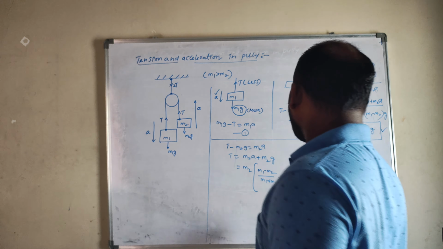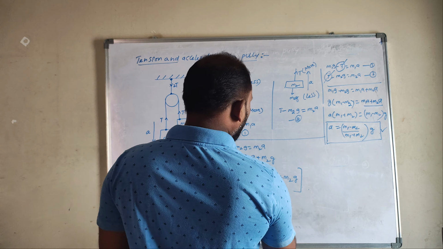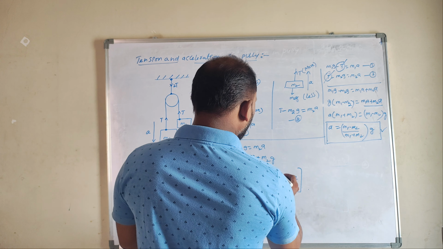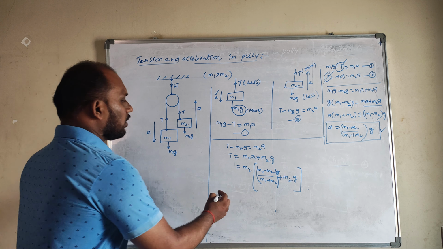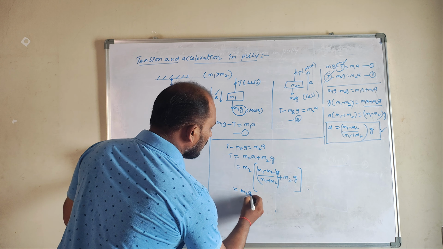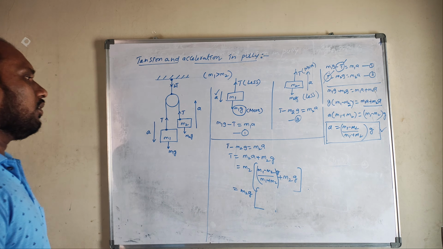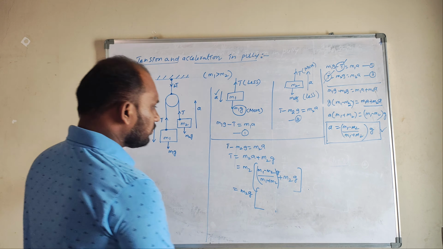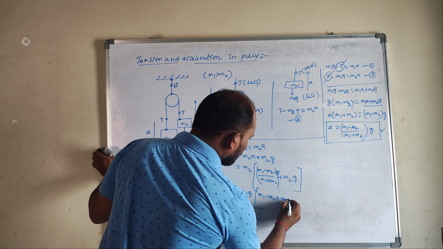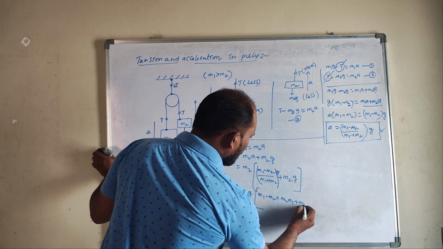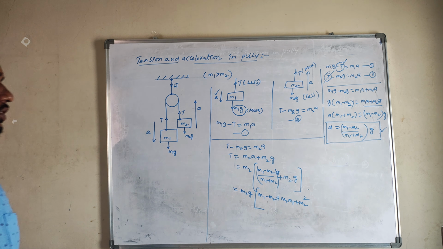So here, both have G, so G is common. Once again I take M2 as common, so M2G is common. Then we get M2G times [(M1 minus M2) plus (M1 plus M2)] over (M1 plus M2). I hope you have understood.